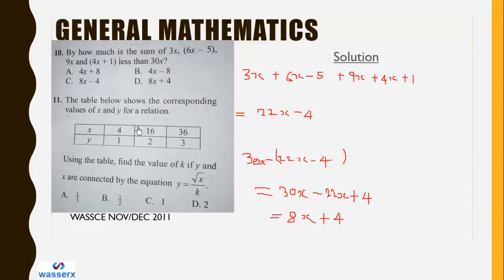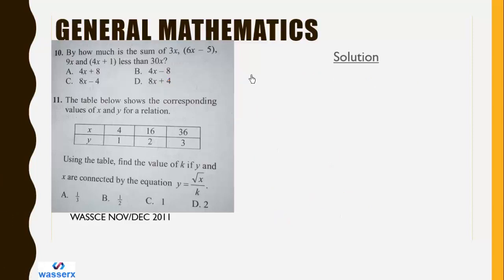The table below shows the corresponding values of x and y for a relation. Using the table, find the value of k if y and x are connected by the relation y equal root of x over k. So we have y equal root of x over k. We want to find the value of k.